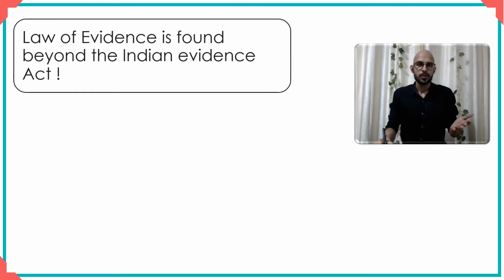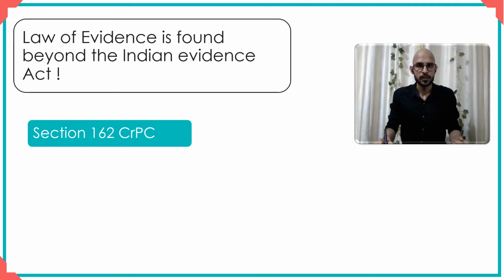So what we'll do now is have a look at some places beyond the Indian Evidence Act where you can find some laws relating to evidence. Don't worry, you're not required to learn these, you're not required to memorize these. It is just to illustrate the fact that you can find the law of evidence beyond the Indian Evidence Act. Let me first give you some examples from the CrPC. For example, you have section 162 of the CrPC, which relates to statements that have been made to the police, and it talks about how they aren't admissible as evidence. So you find a principle of evidence in 162 of CrPC.